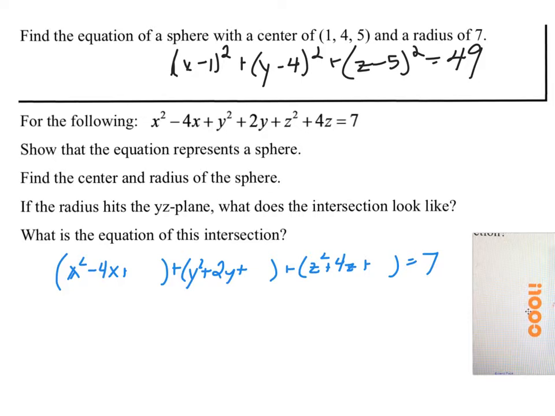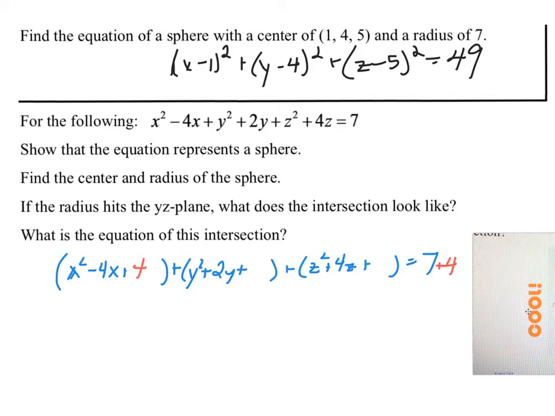All right, so let's complete the square. Remember, in every case, it's going to be half this middle term squared, half this middle term squared, half this middle term squared. So half of negative 4 is negative 2, squared is 4. And if I add 4 to one side of an equal sign, I have to add 4 to the other.